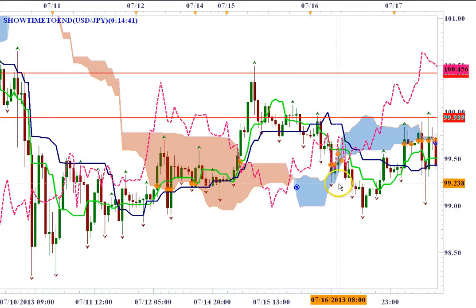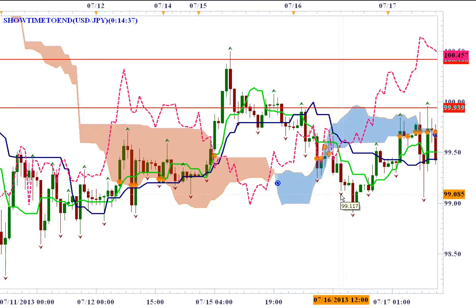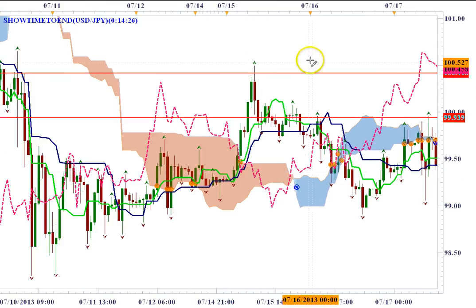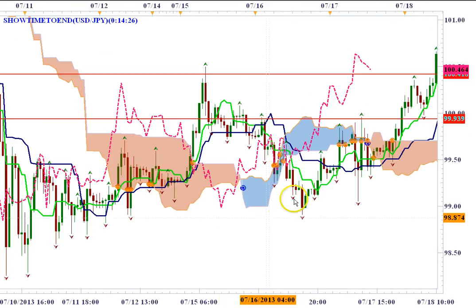Okay, even if we took this one here, this is inside the cloud. Then we have this one here. Now Chikou span wouldn't have saved us on this one. You can see we would have taken that break. Chikou span is below the price, and that would have looked like a good trade, but that wouldn't have been a good trade.